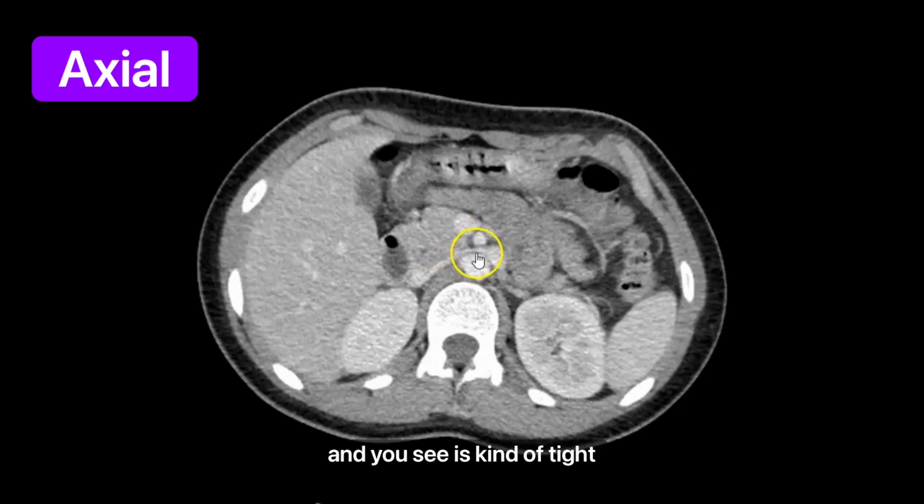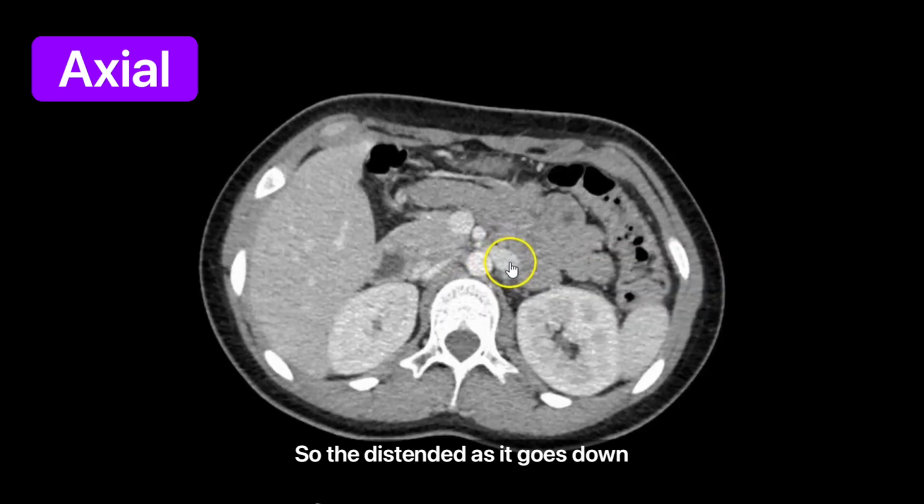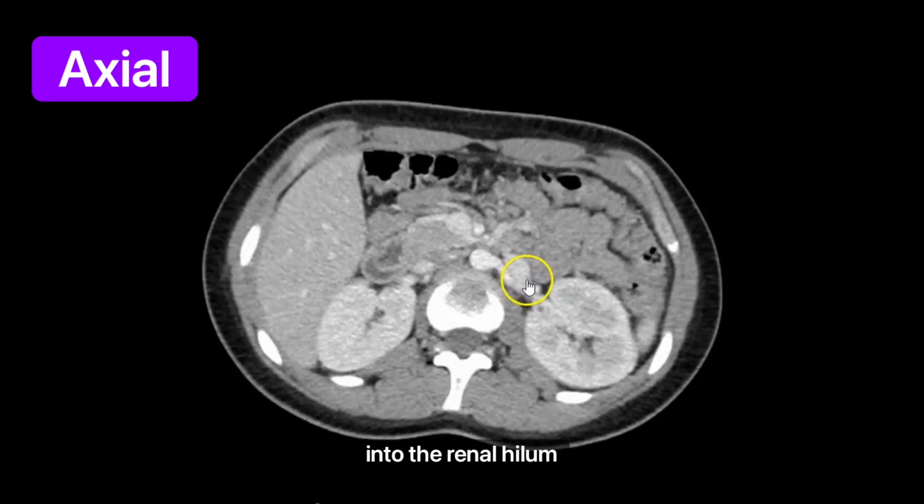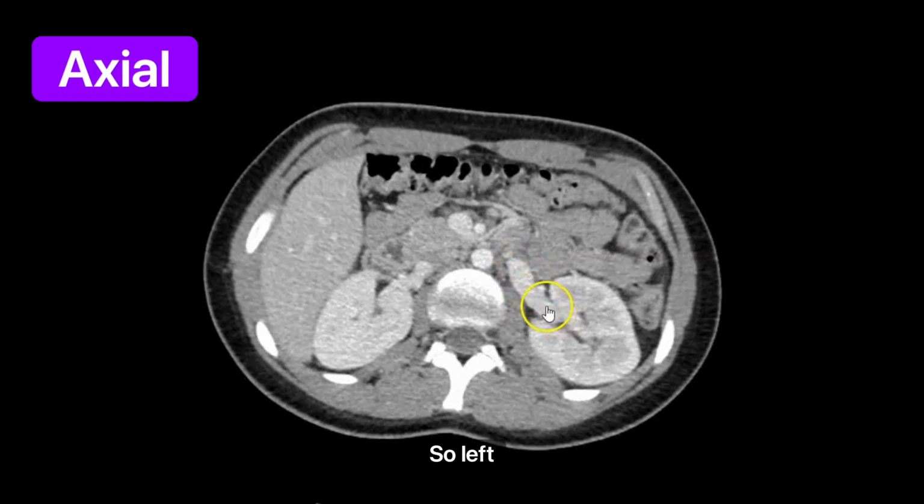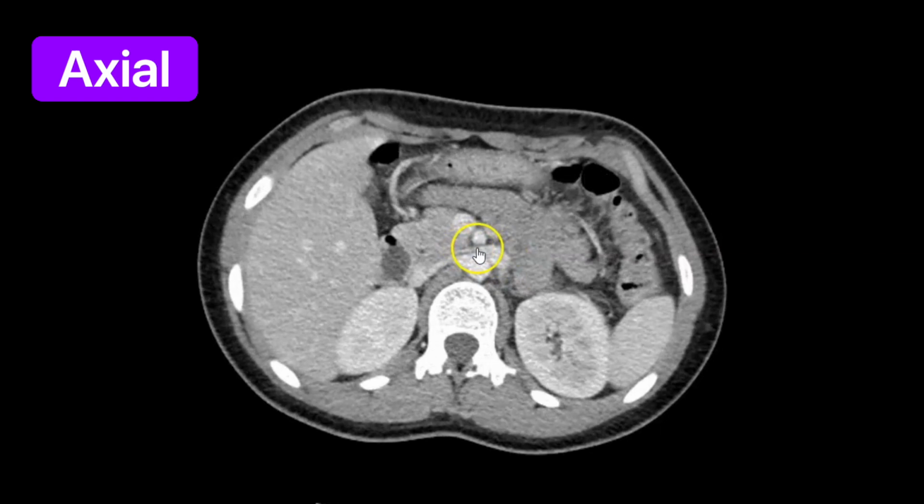And you can see how it's kind of tight here, and then it gets a little wider right there. It's a little distended as it goes down into the renal hilum here. So left renal vein is a little distended. And here it looks collapsed.